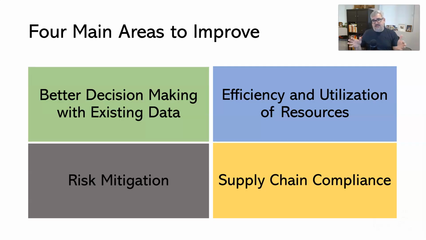There were 4 main areas that they defined as places where AI can help, and it's worth looking at investing in AI. Better decision-making with existing data. We're going to have some examples of that. Risk mitigation. We're going to have some examples of that. Efficiency and utilization of resources. Examples of that. And supply chain compliance.